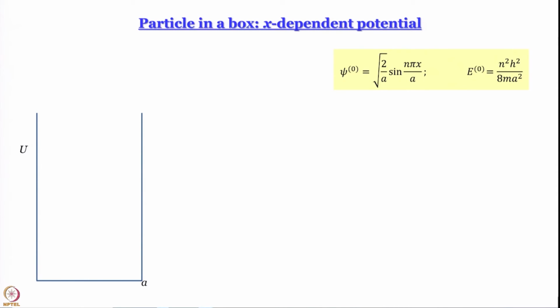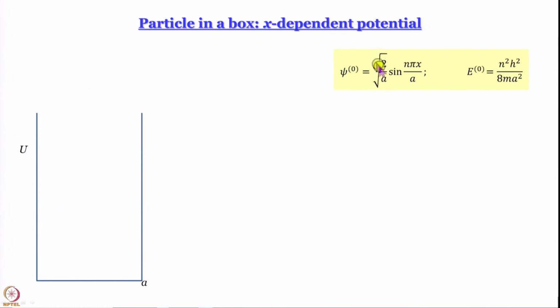So, let us start. We want to talk about a particle in a box with a slanting bottom, which means a particle in a box with an x dependent potential. To start with, what will be the unperturbed system? Our good old particle in a box where V equals 0 for all values of x within 0 and a, where 0 and a are the limits of the box, and outside it is infinity.